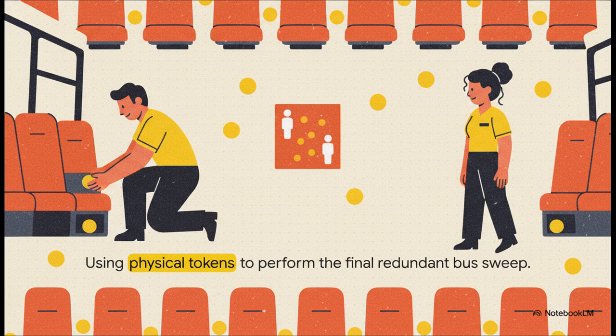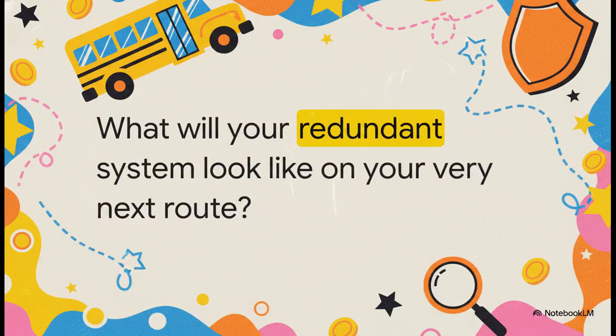It's brilliant, right? It acts as the perfect redundant sweep because they literally have to physically walk all the way to the back and check underneath the seats to retrieve those tokens, confirming without a shadow of a doubt that the bus is completely empty. It's that exact level of intentional routine that saves lives.